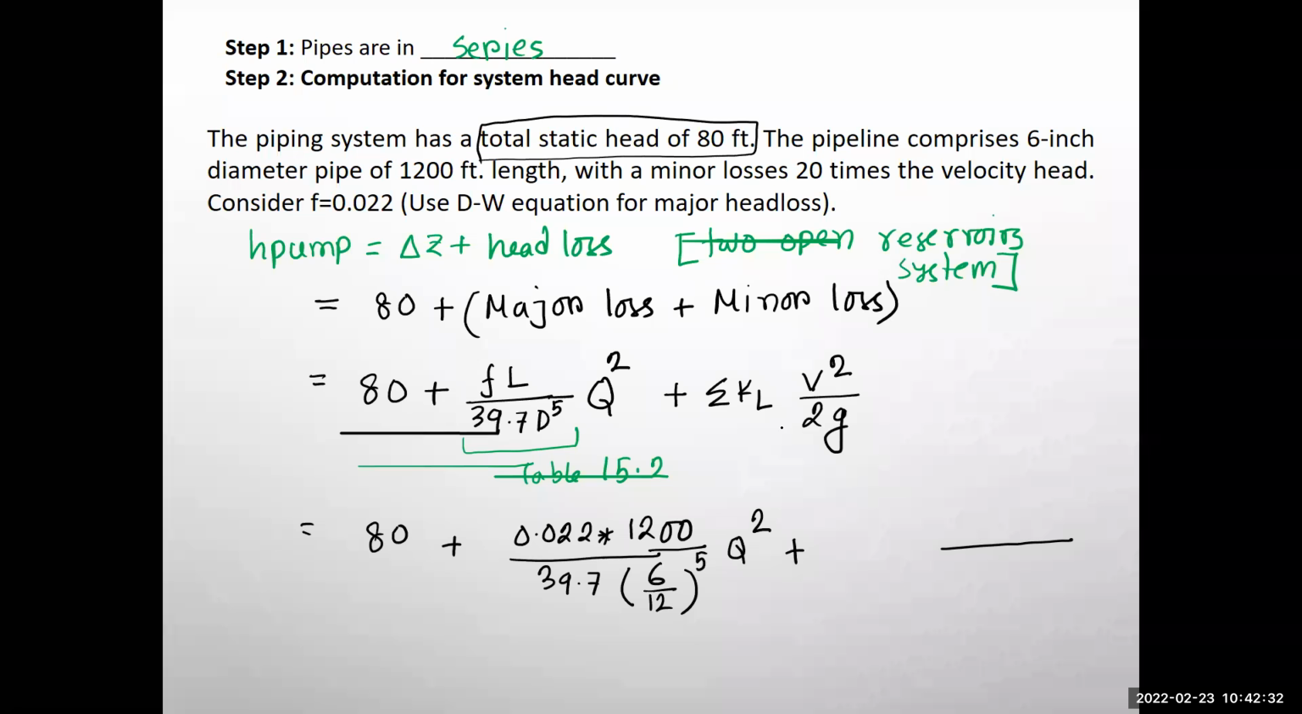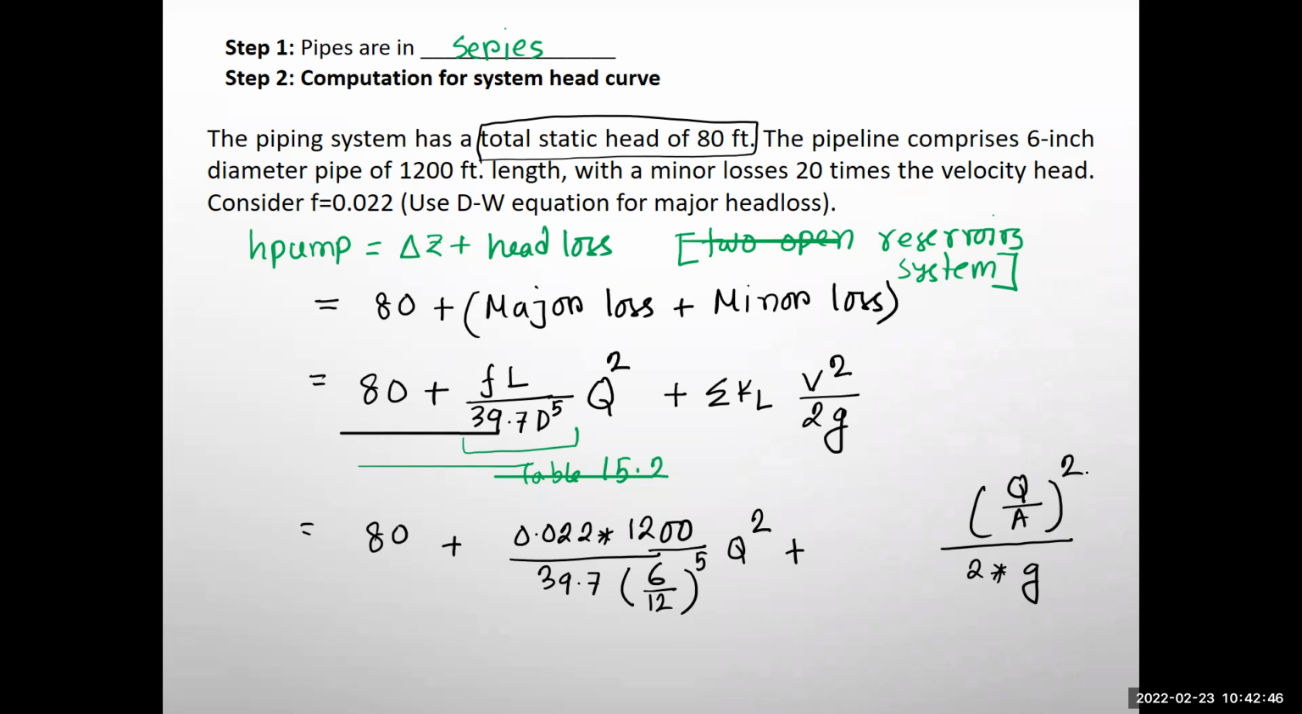Now, obviously, I don't want to work with V, and you know my next question: how can we convert V to Q? The answer should be, we use the continuity equation, Q equals AV, so that will give us the Q, right? Now, whatever the summation of KL, I don't know anything about the summation here, like any minor loss coefficient. How to find that? Is there any information given in the picture or in the question statement?